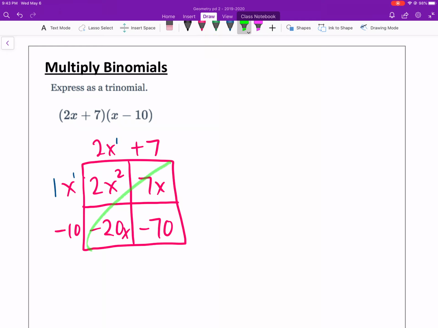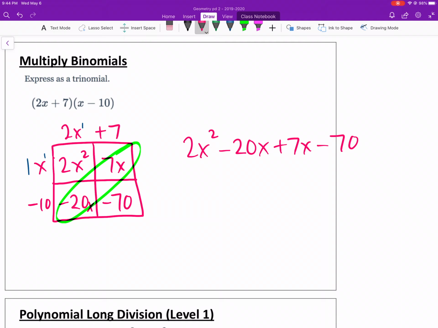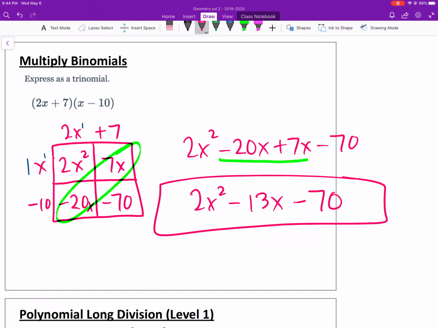You do have some like terms, your x terms there. So we end up with 2x squared minus 20x plus 7x minus 70. Just don't forget about those like terms. So we write 2x squared. Now what's negative 20x plus 7x? That would be negative 13x, which is negative 20 plus 7. And you have that minus 70 on the end here. Always just, guys, be careful with your signs. You might not know what negative 20 plus 7 is. That is fine. Throw it in your calculator. You get negative 13. Just don't forget about the x as well.